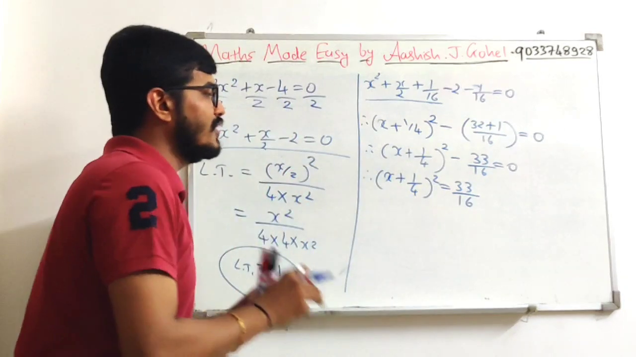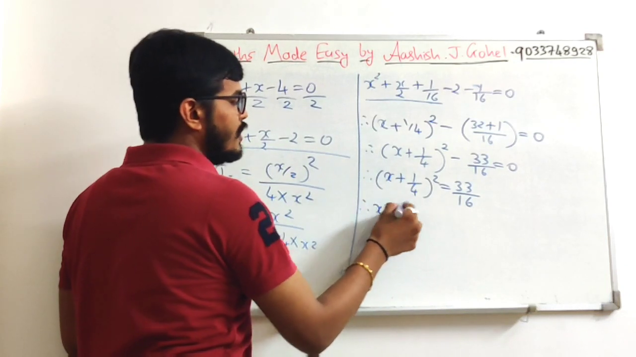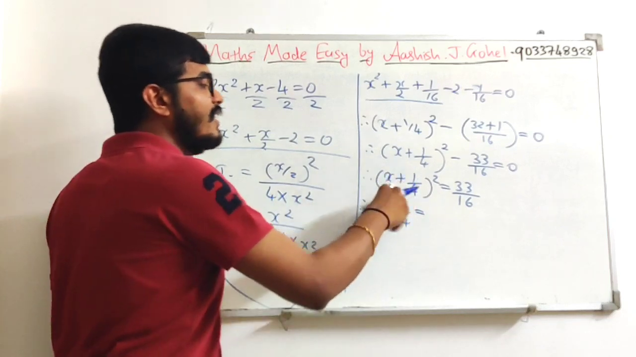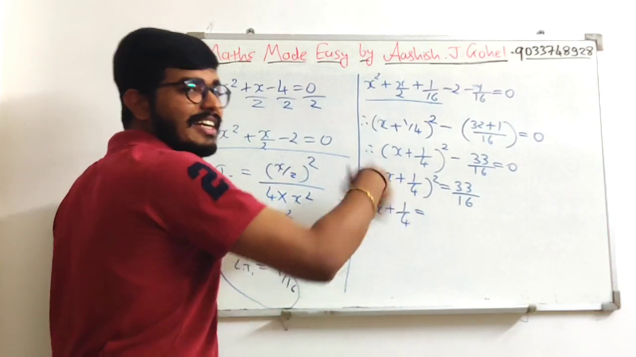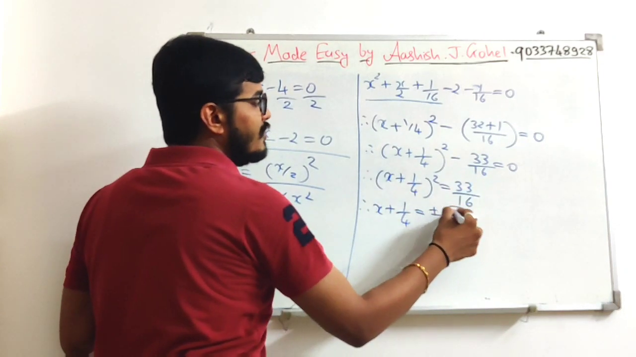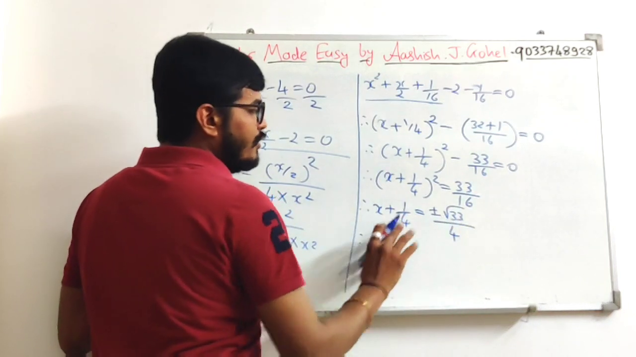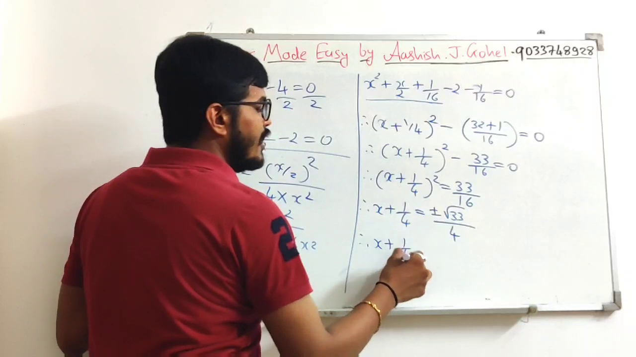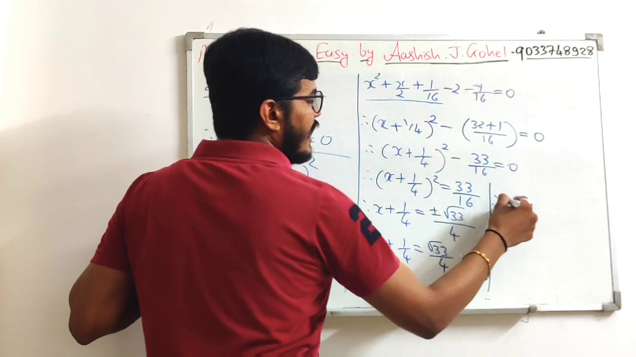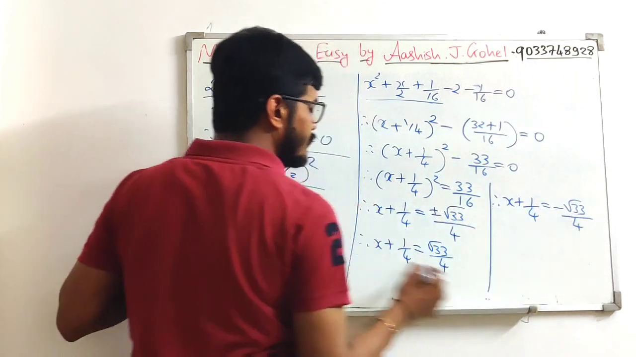Now what will we do? We will take the square root of both sides. So let us take the square root: x plus 1 by 4, and whenever we take the square root of both sides, then on any one side, generally we put on the right hand side, plus or minus the square root. The square root of 33 over 16 will be root 33 divided by 4. Okay. So now just compare, x plus 1 by 4 is equal to root 33 divided by 4, and x plus 1 by 4 is equal to minus root 33 divided by 4.